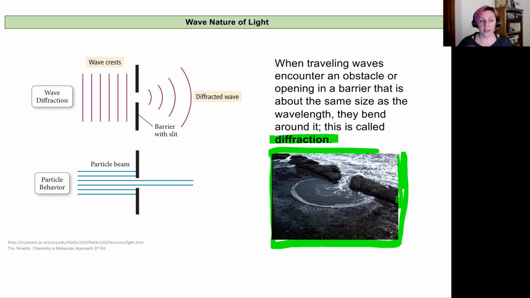Now, if instead we had a particle or a series of particles going through that same slit, some would be deflected by the barrier and others would be able to pass through. And so we would just see particles collect in one space, whereas we would see a wave show up in a wide range that was bigger than the actual slit or opening in the barrier. So when we look at how things behave when they go through a slit or opening in a barrier, we can see if it's acting as a wave or as a particle.